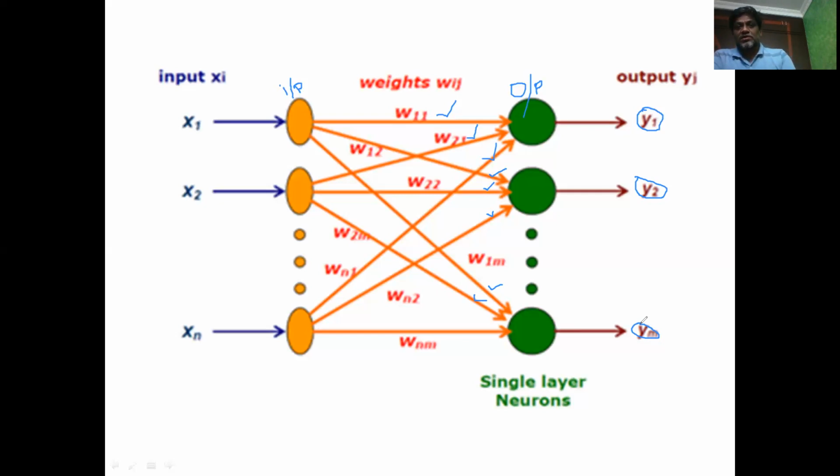So this is a simple example of a single layer feed forward neural network, where we consist of only one output layer, which is directly fed by the input neurons through some weights. This is what we explained in the previous slide.